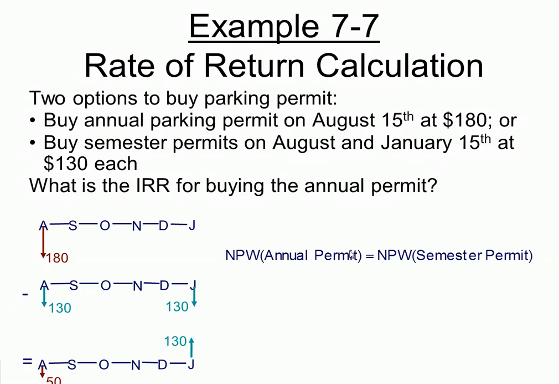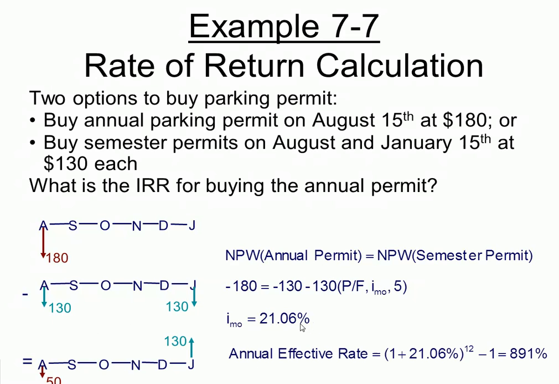So the net present worth of the annual payment versus the net present worth of the semester payment, we can also set up like this, and again, it would simplify in the exact same manner. So moving this here would be negative 50. Moving that also to the left-hand side would be positive 130 equals 0. So from here we can determine the effective monthly rate of 21.06%. So the annual effective rate we can find from there.